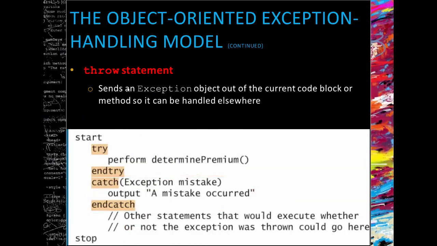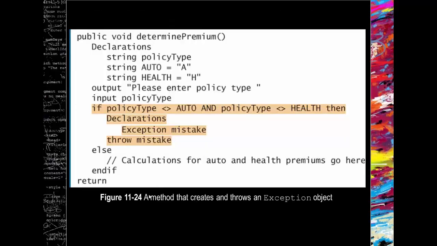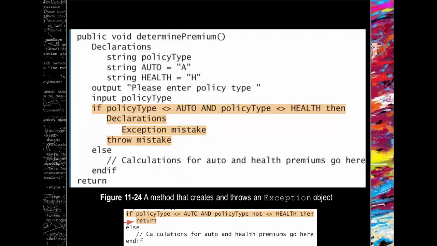All right, so let's discuss throw statements. Here in figure 11.24, a method that creates and throws an exception object. So what we're doing is we're using the selection statement that we used earlier on, and we are going to say that we're going to use an object mistake of the exception class, and then we're going to use the keyword throw mistake. So we're not going to have two return statements now. We are just throwing what that object is, what that mistake would be.